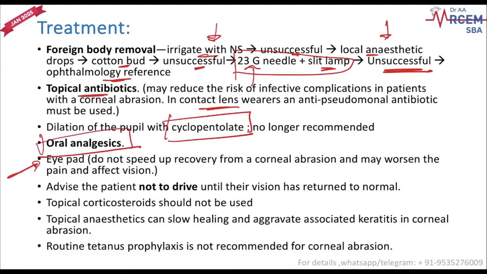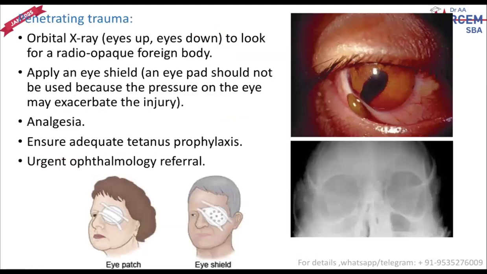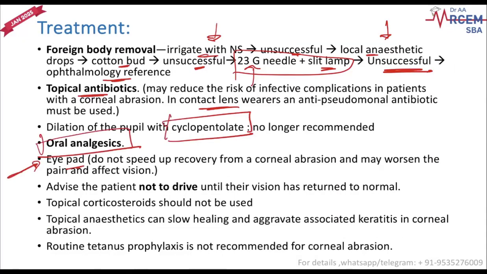An eye patch is not at all recommended. It's a big no. What is an eye patch? An eye pad or eye patch is one and the same thing. What you do is you take a gauze pad and place it over the eye and place some tape over it. This will cause more pressure over the eye. If there is a foreign body, it can cause more injury to your eye and more injury to the cornea. For that reason, absolutely no. If they have any loss of visual acuity, they shouldn't drive till there is complete return of vision.